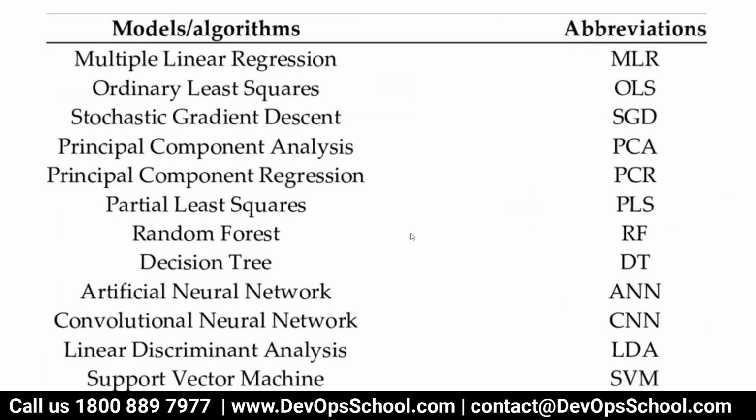Okay, so these are some of the algorithms and their abbreviations which are used: MLR, OLS, SGD, PCA, PCR. We have so many algorithms. These are the most popular. We have more than 300 algorithms, but some are the most popular in machine learning. You can just read it. You need not remember it because we will not work on this, but just be comfortable with it.